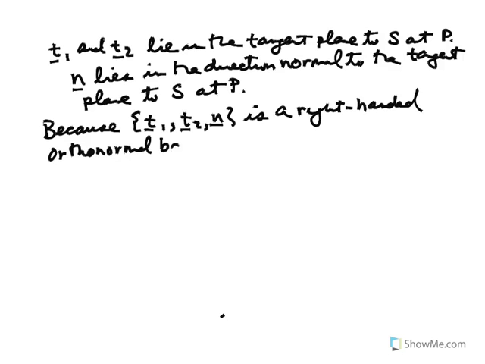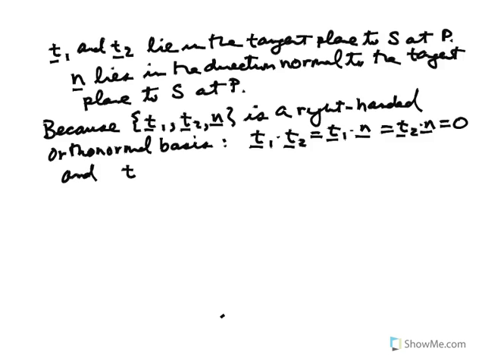so because it's a right-handed orthonormal basis, we have the property that T1 dotted with T2 is equal to T1 dotted with N, which is equal to T2 dotted with N, which is equal to 0. And we have the property that T1 crossed with T2 is equal to N. So that makes it so that all these vectors are orthogonal and they satisfy the right-hand rule.